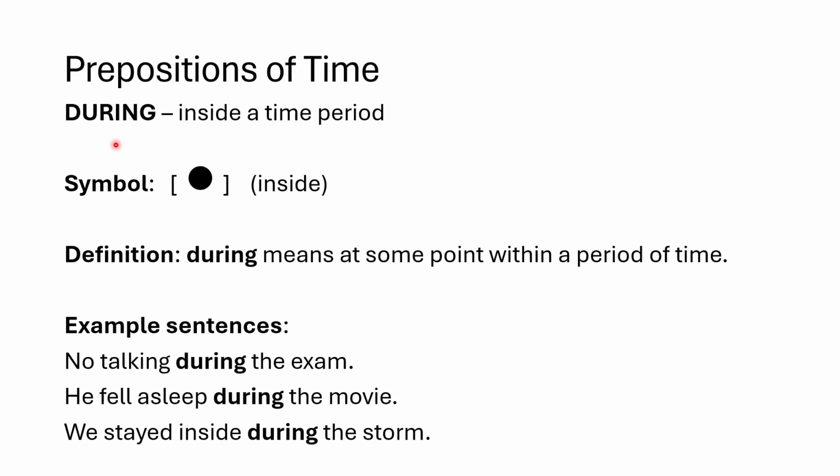The preposition during indicates inside a time period. Here is a symbol that illustrates inside. This is the definition. During means at some point within a period of time. Listen to the example sentences. No talking during the exam. He fell asleep during the movie. We stayed inside during the storm.